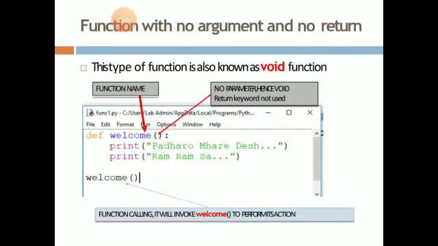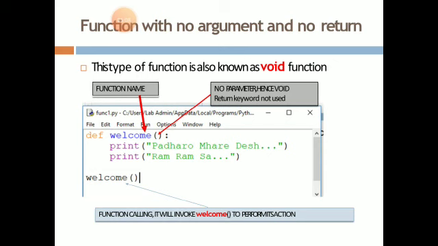So first I am going to explain function with no argument and no return. You can see here in the bracket I have defined a function welcome, and in the bracket there are no arguments. Nothing is passed in the brackets here. And def is the keyword for defining the function, and here I have given two statements. So here I have made one function without return and without argument.